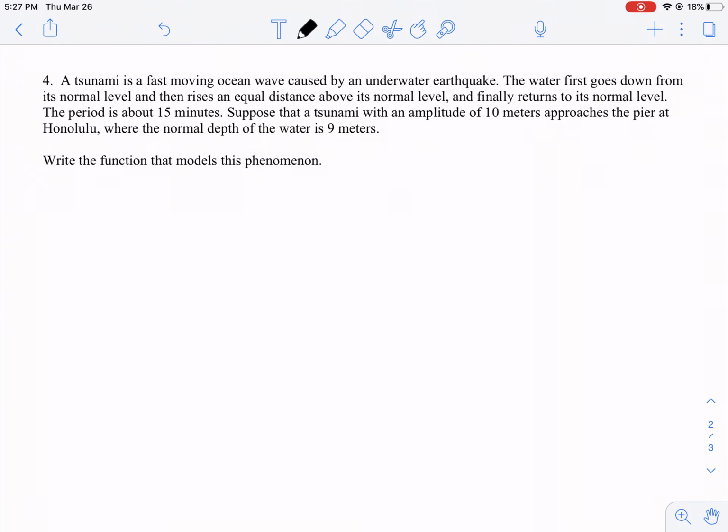A tsunami is a fast-moving ocean wave caused by an underwater earthquake. The water first goes down from its normal level, then rises an equal distance above normal level, then finally returns to normal level. The period's about 15 minutes. Suppose that a tsunami with an amplitude of 10 meters approaches the pier in Honolulu, where the normal depth is 9 meters. So here was normal depth, that's 9. If the amplitude is 10, then if I go 10 down, that puts me at -1. If I go 10 up, that puts me at 19.